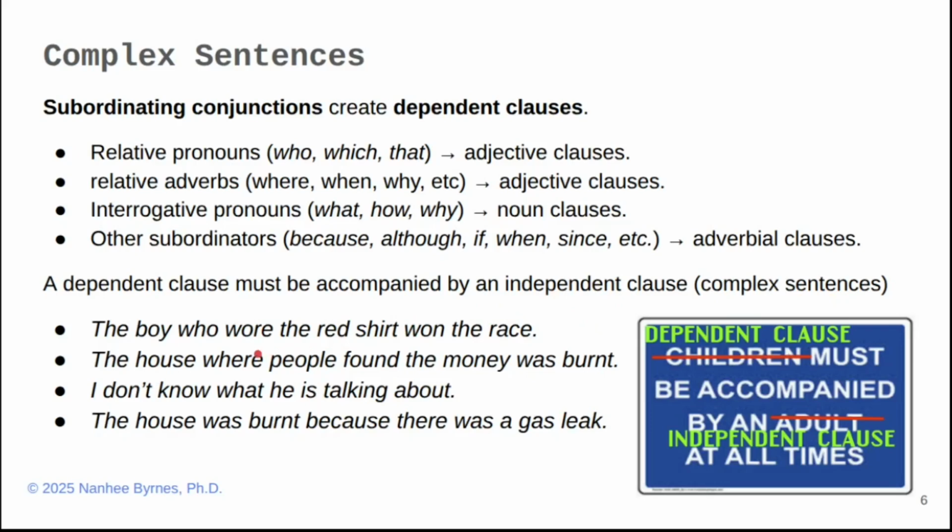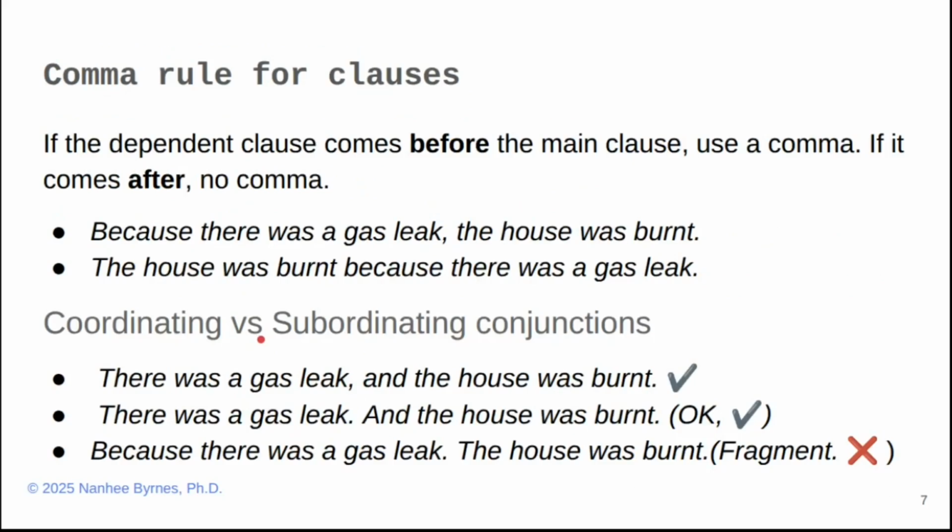Examples: the boy who wore the red shirt won the race. The house where people found the money was burnt. I don't know what he is talking about. The house was burnt because there was a gas leak. Important comma rule. If the dependent clause comes before the main clause, use a comma. If it comes after, no comma. Because there was a gas leak, the house was burnt. The house was burnt because there was a gas leak.